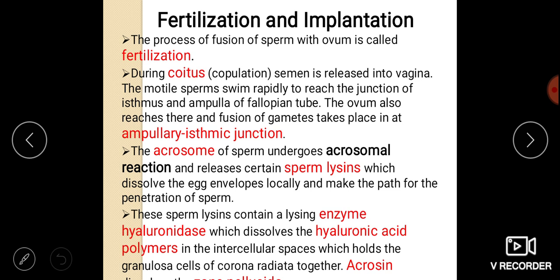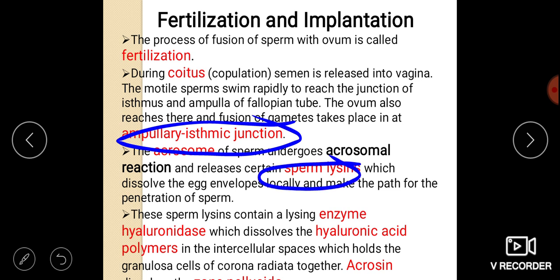In the ampullary isthmus junction, the fertilization normally takes place. The acrosome, which I have already told you about in the structure of the sperm in my previous video, contains the sperm lysins. These are the enzymes which help in penetrating the sperm into the ovum.